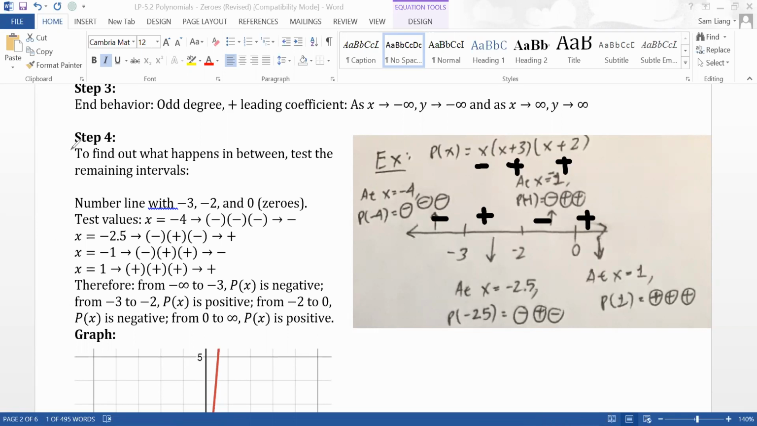Okay, for your notes, I would copy this down as well as this diagram right here. Okay, so again, you're going to see this in calculus. The exact same technique, draw a number line and test points. And let me check the chat for questions.